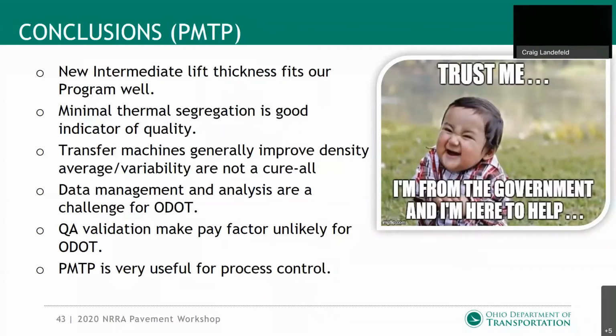And while it's not maybe a standalone, there's definitely an issue at each location where you see higher degrees of thermal segregation. And when you have your thermals under control, the project definitely has better density uniformity on average, and I think we can have more confidence in what we're putting out there. We also found that transfer machines generally improve the density average, but like we said, they're not a cure-all. You can screw anything up, so just try.